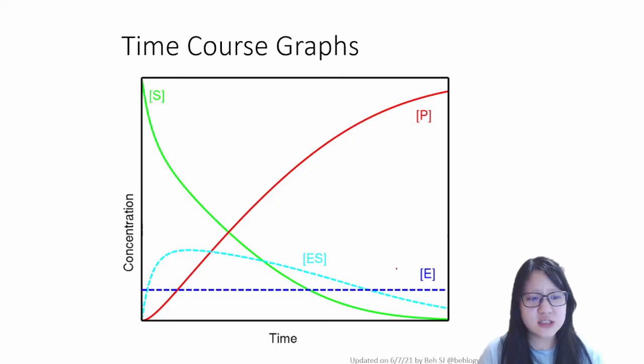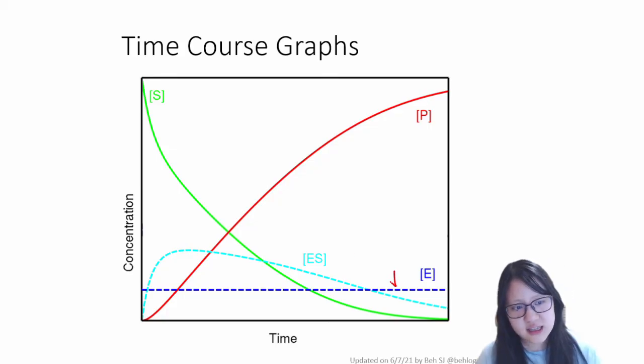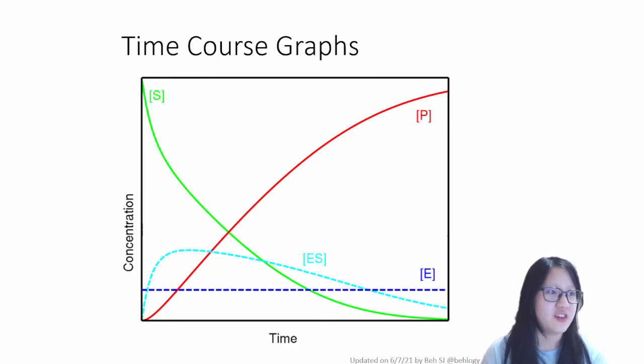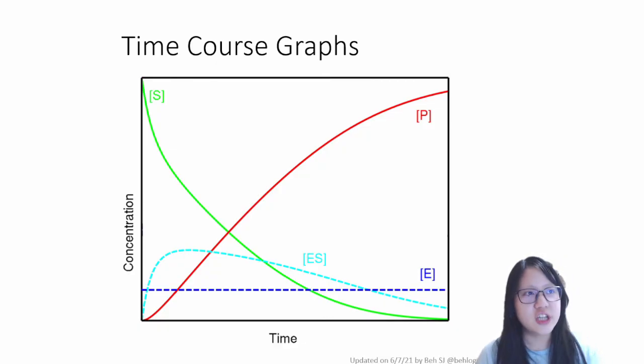Now the next interesting thing to notice is the enzyme line, the dark blue. The enzyme concentration remains the same throughout the reaction because, again, it's not changed by the reaction. It is very involved in the reaction. It's just not changed. It's not used up in the reaction. It can be reused again and again.